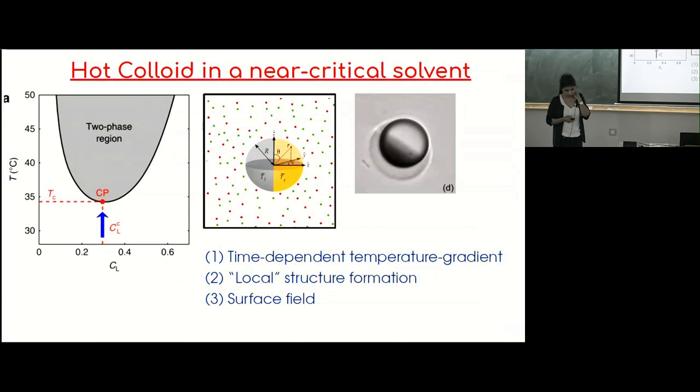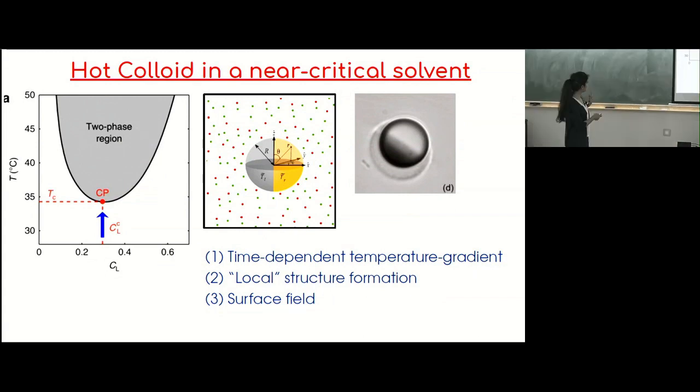Okay, so before I proceed, let me just tell you briefly why this asymmetric structure that you see there might form. In this picture, I show you the phase diagram of the binary solvent that they consider. As you see, it's a lower critical point, unlike the upper critical point which one typically considers in theory. And the critical temperature is close to room temperature, 34 degrees centigrade.